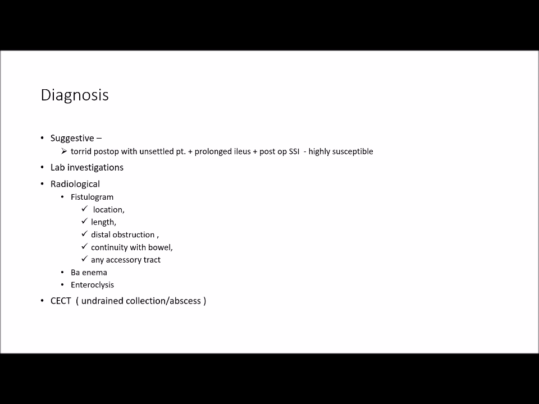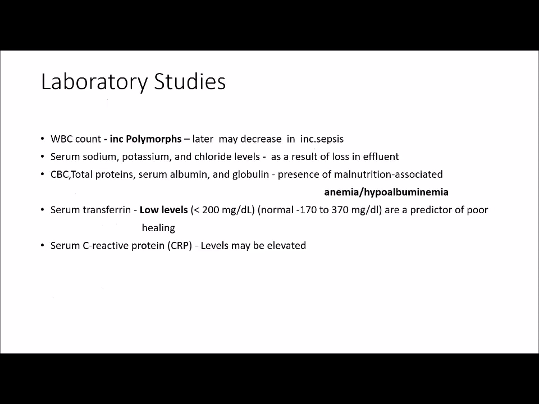What else can be done in these patients is the enteroclysis. By OGD, you can push the dye directly into the jejunum. It can tell you about the proximal part. The distal part can be seen with the fistulogram. Combined with the enteroclysis, you can have the proximal. So you can easily add 2 and 2 together, and then of course you have got an almost complete picture. What about the laboratory studies?